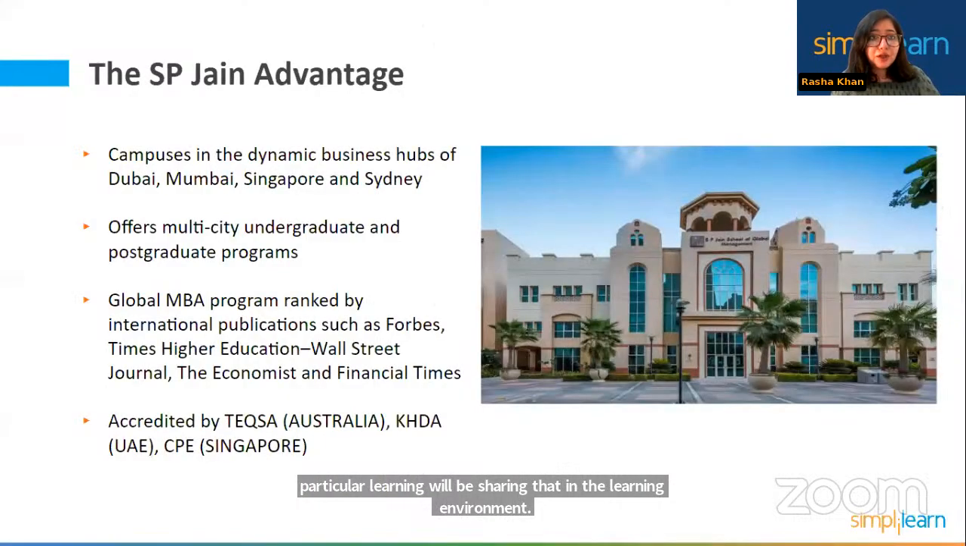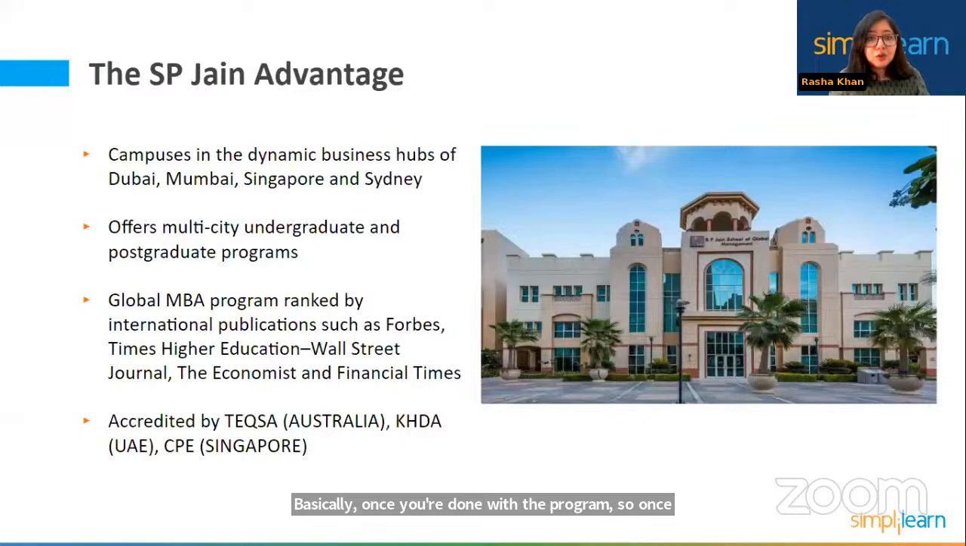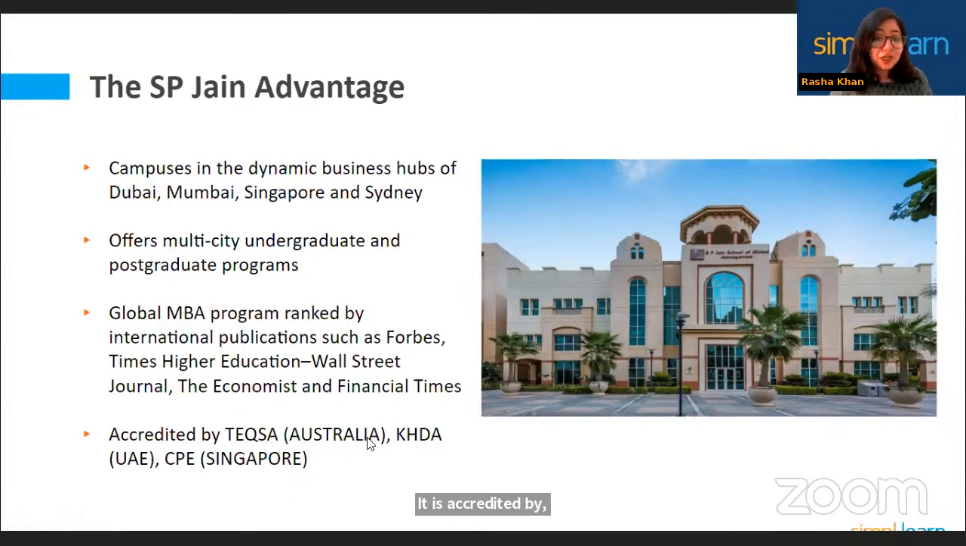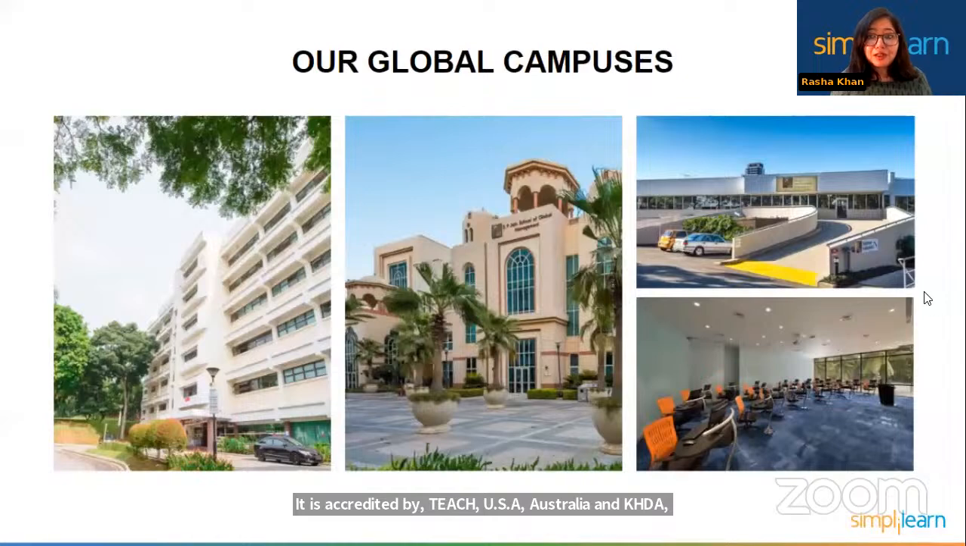Moving on to the SPGN advantage. SPGN, I think we all know, has its campuses in the dynamic business hubs of Dubai, Mumbai, Singapore, and Sydney, and it offers multi-city undergraduate and postgraduate programs. This one is a professional certificate program. Its global MBA programs are ranked by international publications such as Forbes, Times Higher Education, Wall Street Journal, Economist, Financial Times, and many more. It is accredited by bodies in the USA, Australia, UAE, and Singapore, and has campuses across Dubai, Singapore, and Mumbai.